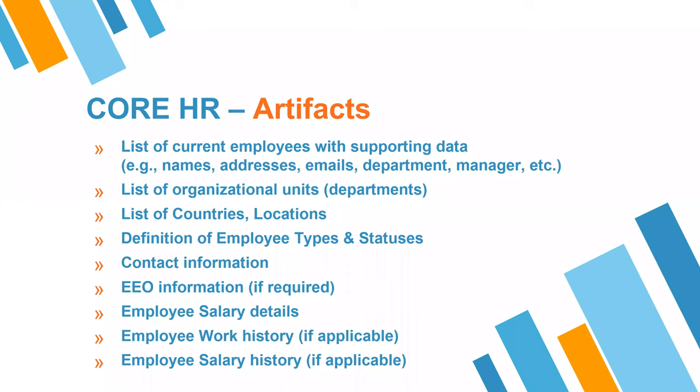So that is, again, where's the data coming from? What do I need to collect? And here is some of the checklist items that are in our guide. So you would need a list of current employees with that supporting information, departments, countries, locations, employee types, statuses. All this stuff has to be considered. And whether or not you have it or you want to have it in the system, it is still your choice. Don't make it feel like you have to have it. But these are just reminders of like, oh, I need to provide this.